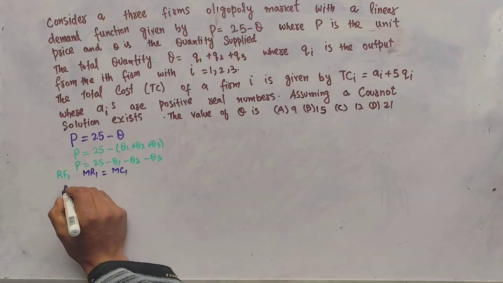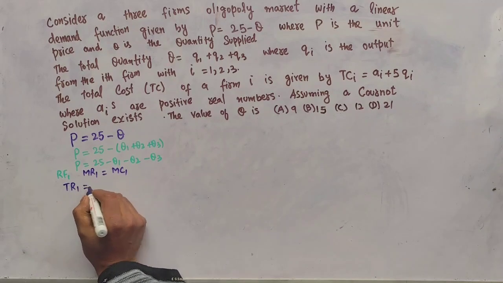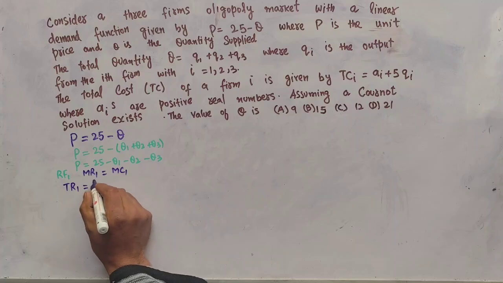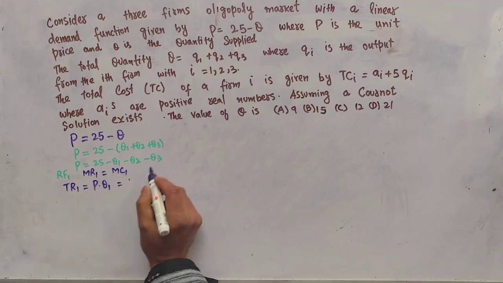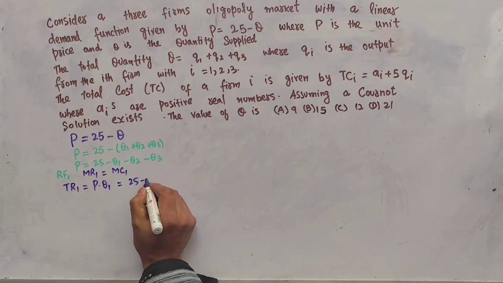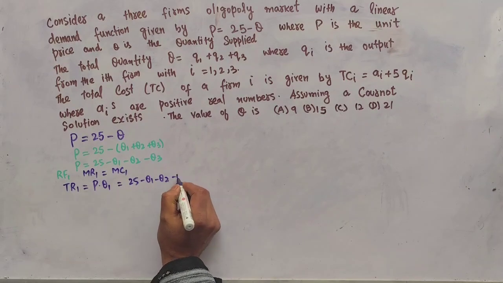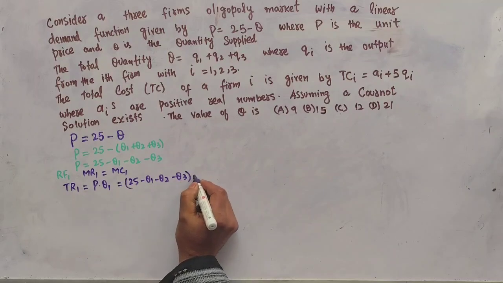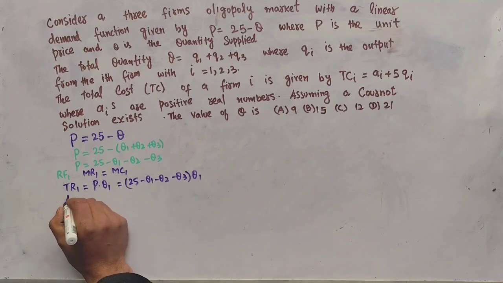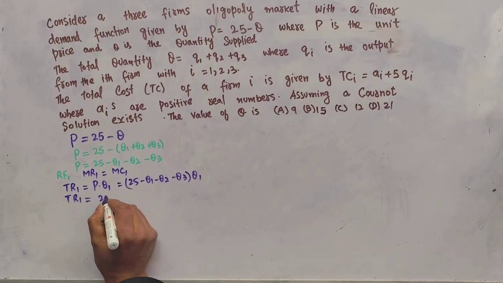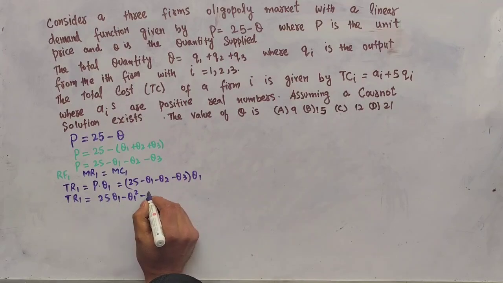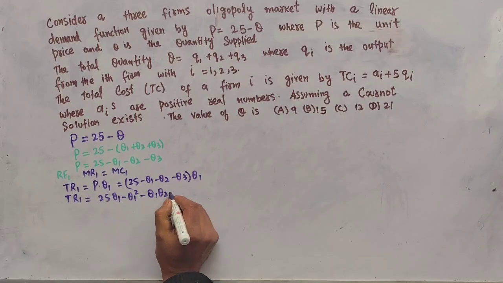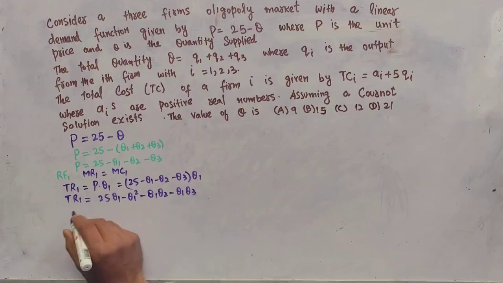To find out the marginal revenue of firm 1, first we need to find out the total revenue of firm 1, which will be equal to price times the quantity of firm 1. P is this very function, so we have 25 minus Q1 minus Q2 minus Q3. To this we multiply by Q1. So total revenue of firm 1 will be equal to 25 Q1 minus Q1 square minus Q1 Q2 minus Q1 Q3. This is the total revenue of firm 1.